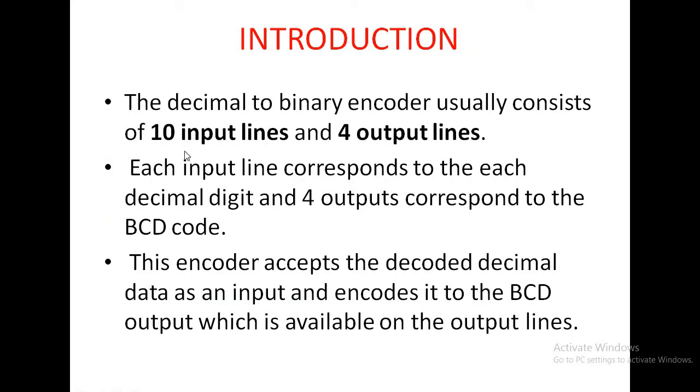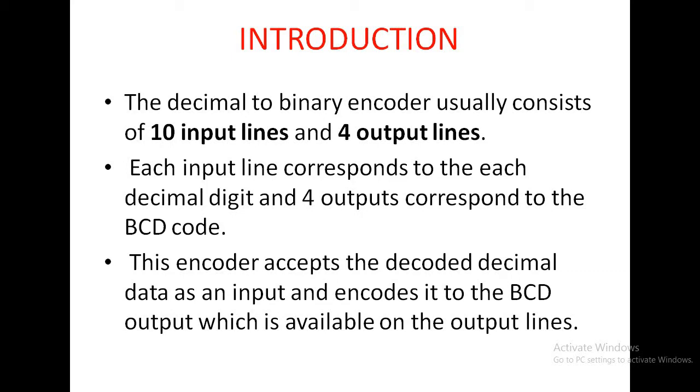In the decimal to BCD encoder, generally we have 10 input lines and 4 output lines. Decimal means 10, so 10 input lines are present and 4 output lines are there. Each input line corresponds to a decimal digit and the 4 outputs correspond to the BCD code. Why is it called BCD code? Because BCD code consists of 4 bits, so generally 4 output lines are there.